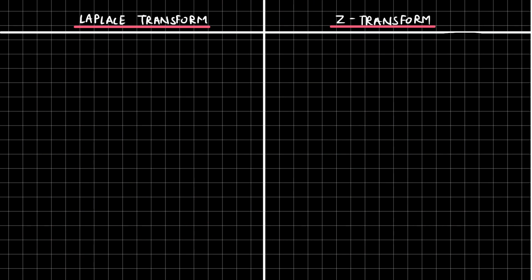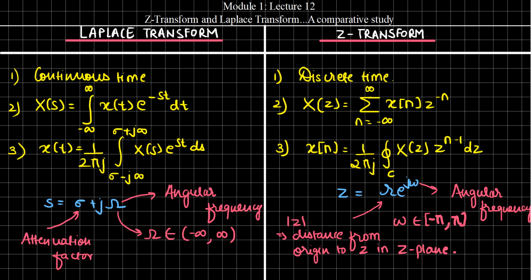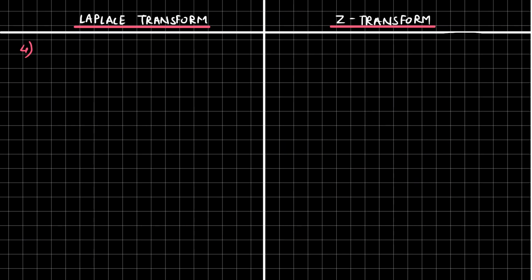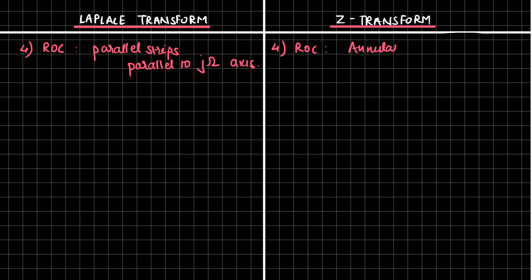Now if we look at the shape of the ROC, the region of convergence for the Laplace transform is in the form of parallel strips that are parallel to the j omega axis. And the shape of the ROC for the Z transform is an annular ring, or circular ring.